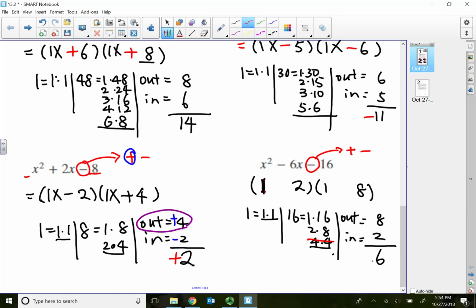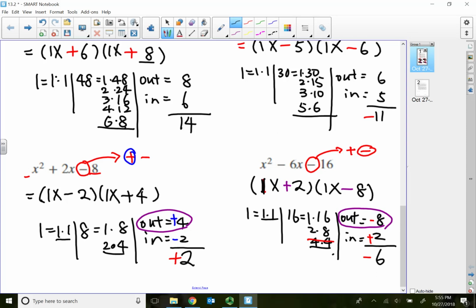Since the middle term is a negative 6, that means I need to give my negative to the higher of the inner and outer. So that means 8 needs to be negative, 2 needs to be positive. Why? Because I need more negative than positive to subtract to end up with a negative 6 in the middle. So now my outer needs to be a negative 8 by having 1 times what kind of 8? Negative 8. So the other sign is positive. Put my x back in, and that's my answer.